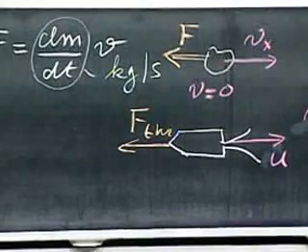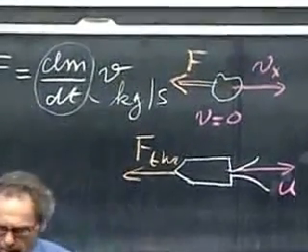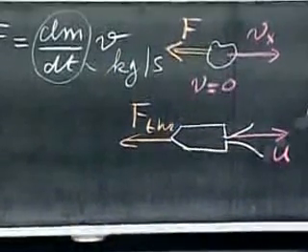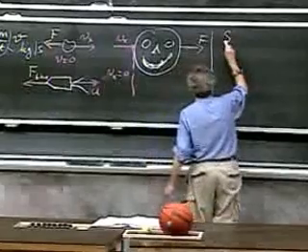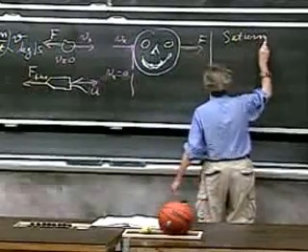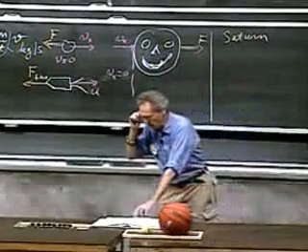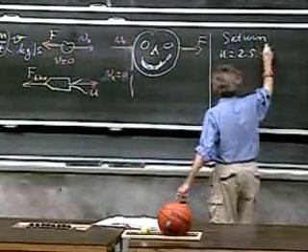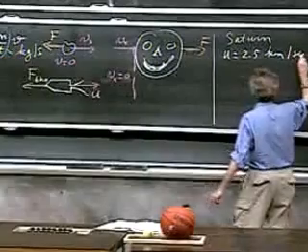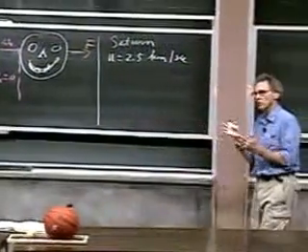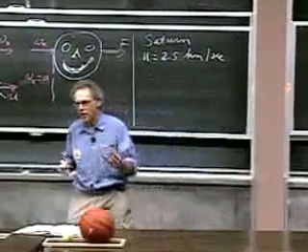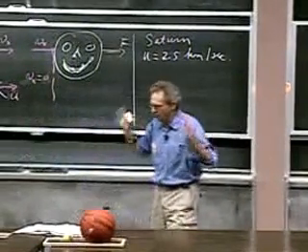If we take the case of the Saturn rockets that were used for the landing on the moon. For the Saturn rockets, the speed u was about 2.5 kilometers per second. So the gas came out with 2.5 kilometers per second relative to the rocket. And the rate at which this gas was coming out is phenomenal. 15 tons of material per second.